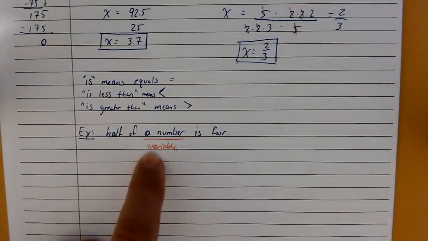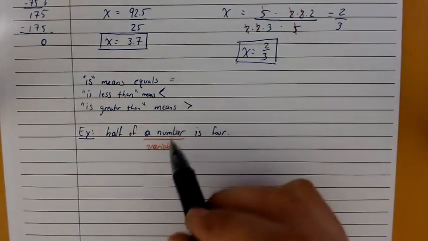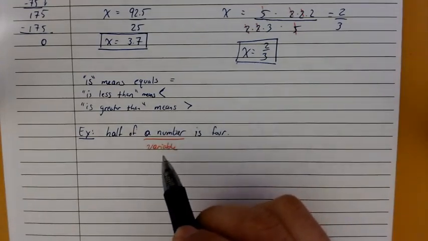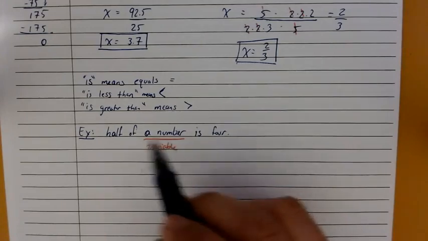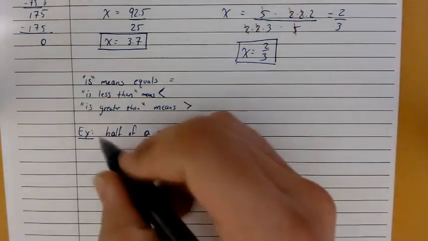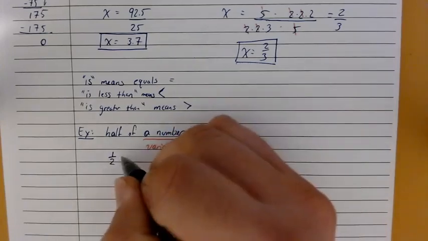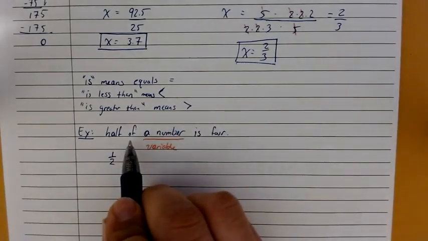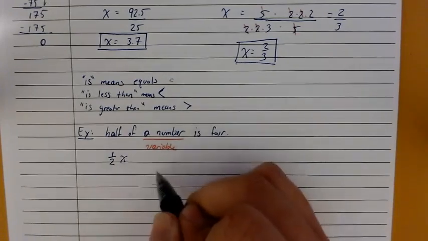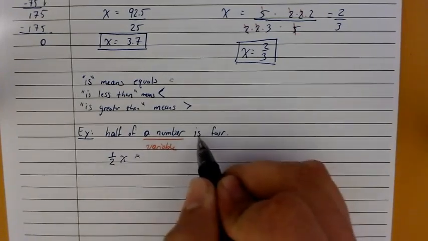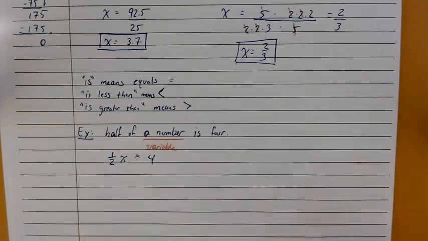X is a common variable, although you're free to choose whatever letter you like. You can use any letter that you care to use. However, X, Y, and Z are probably the most common variables that we have in algebra. So here, half of a number, that's going to be half of X, is, that's where your equal sign goes, 4.